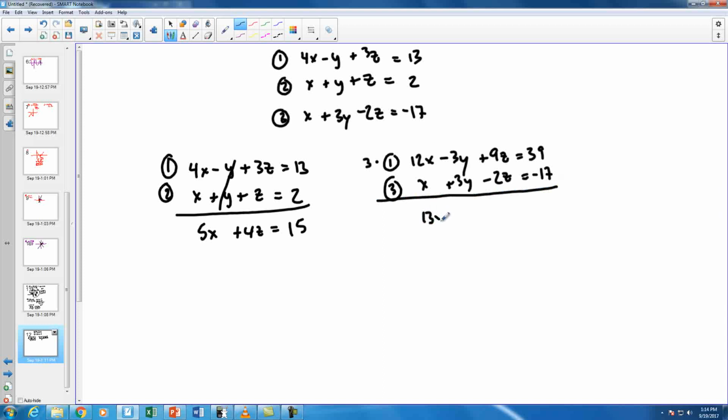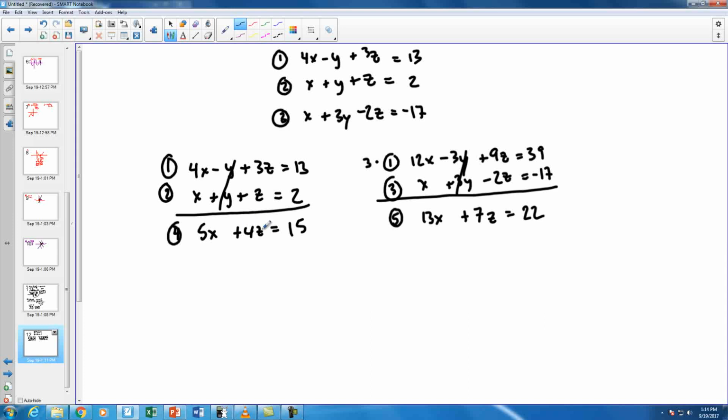Here I'm going to get 13x. The y's cancel again. Plus 7z equals 22. I'm going to call this, sorry, this was equation number 4 that I created, and this is equation number 5. I now want to squish 4 and 5 together and cancel one of them. I'm looking at them, and I think z is probably my best bet.